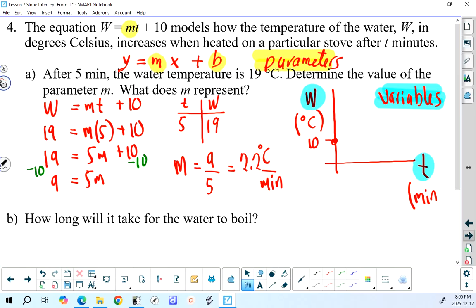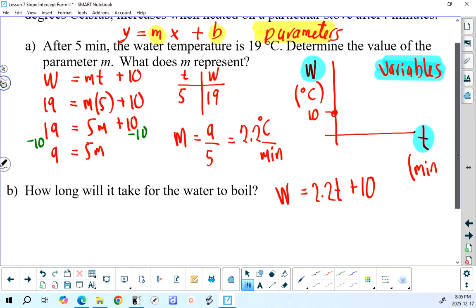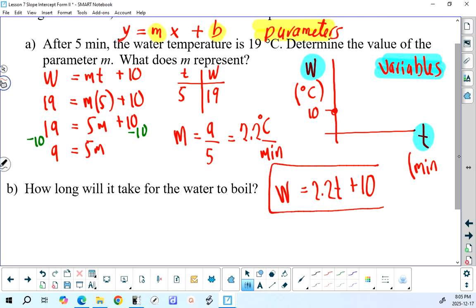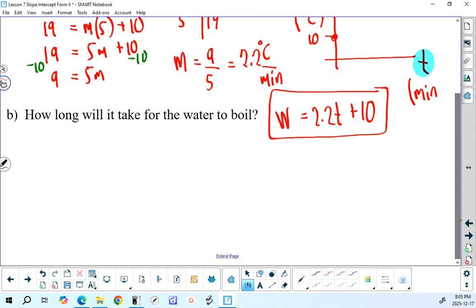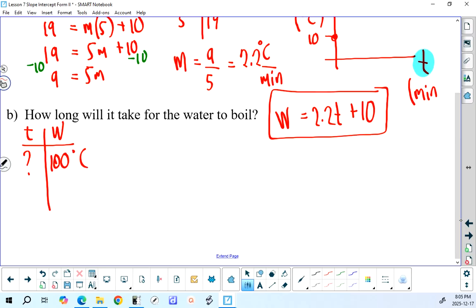But the bottom line is now we know what m is. So our equation is W equals 2.2, which is the slope, times t plus 10. How long is it going to take for the water to boil? So finding that missing parameter gives us now an equation that opens up the door to answer any question about what's going on here. By the way, the time it's going to take for the water to boil is the time it's going to take for it to reach 100 degrees Celsius, because that's where water boils.